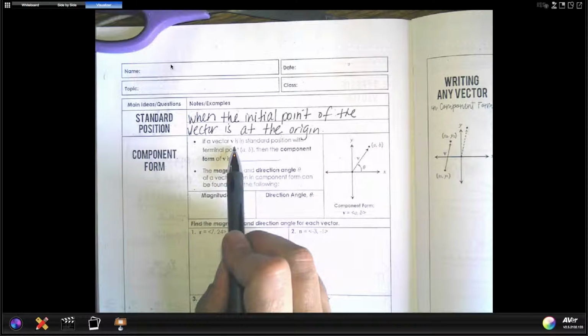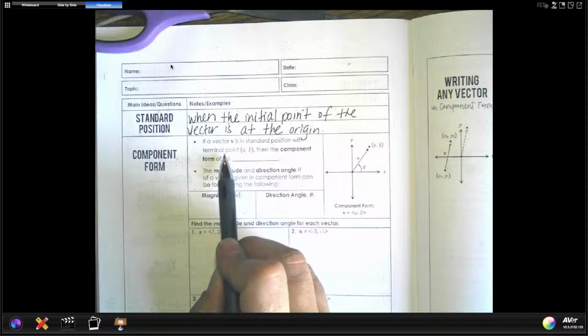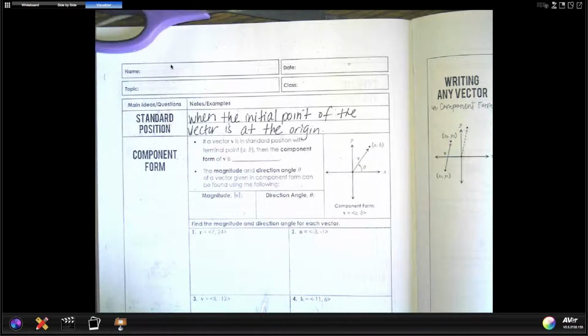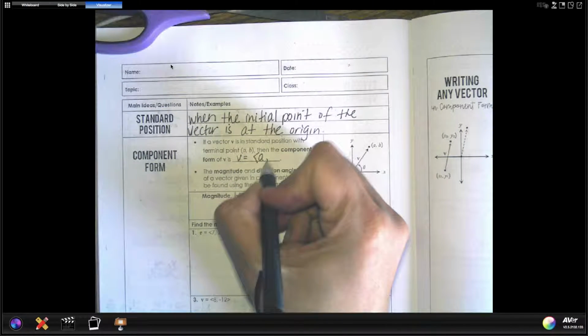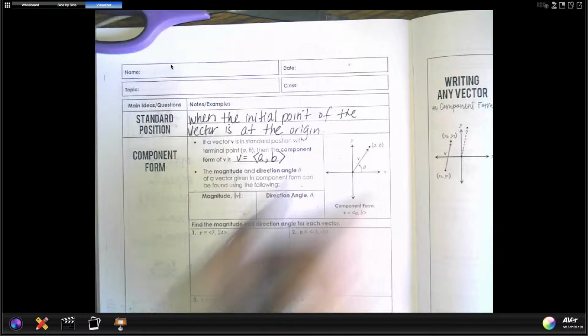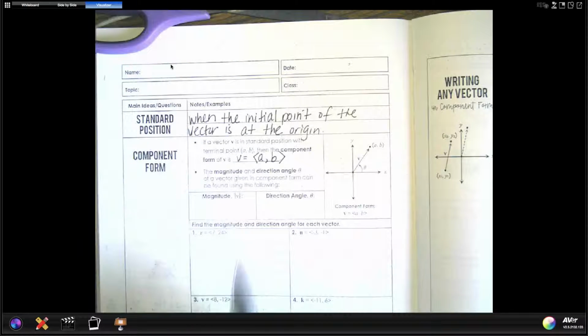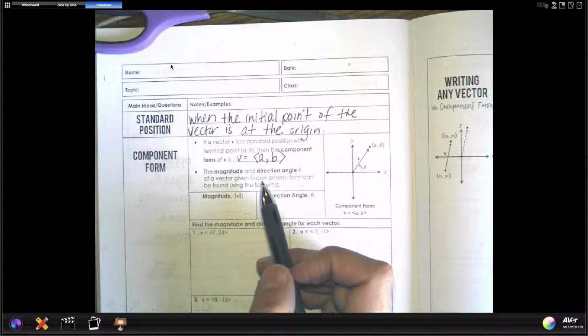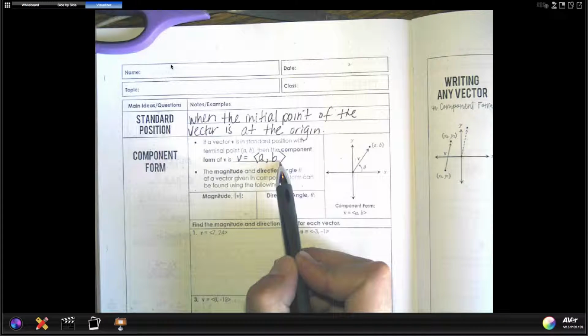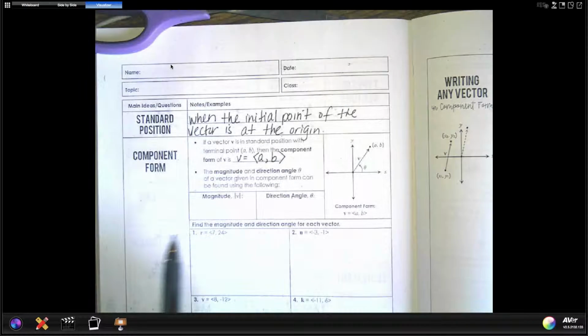So if a vector v is in standard position with terminal point AB, then the component form of the vector v is written like this. Whenever you see these type of brackets here, they kind of look like arrows, that means that it's a vector. There's a difference between having an ordered pair when you use parentheses, and when you find the vector, you have to use these symbols right here.